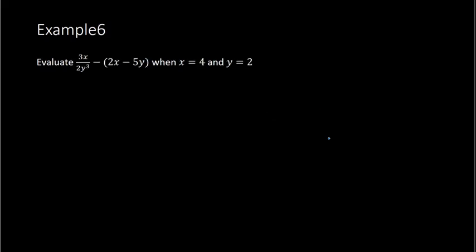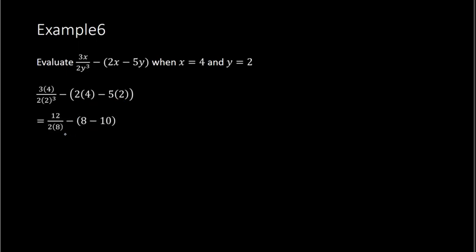Example 6. We have 3x over 2y to the third minus 2x minus 5y. And you are told to evaluate when x is 4 and y is 2. So I can just plug in the numbers. So I have 3 times 4 over 2 times 2 to the third power minus 2 times 4 minus 5 times 2. So 3 times 4 is 12. 2 to the third power is 8. 2 times 4 is 8, and 5 times 2 is 10.